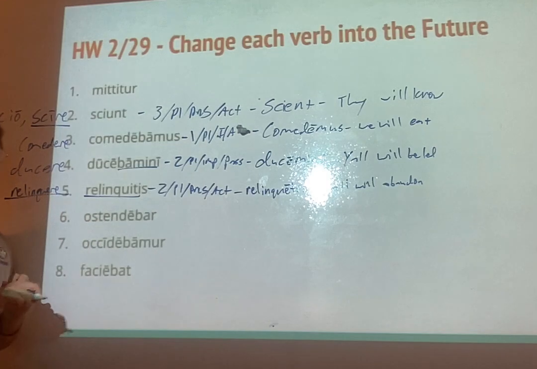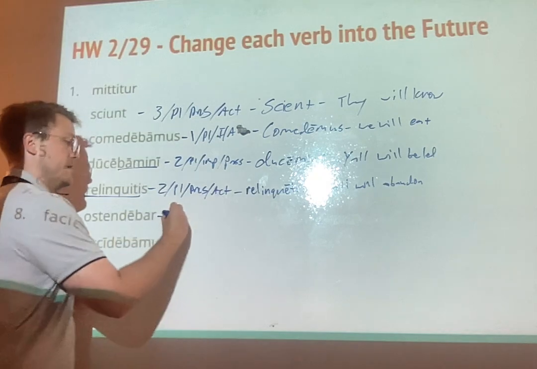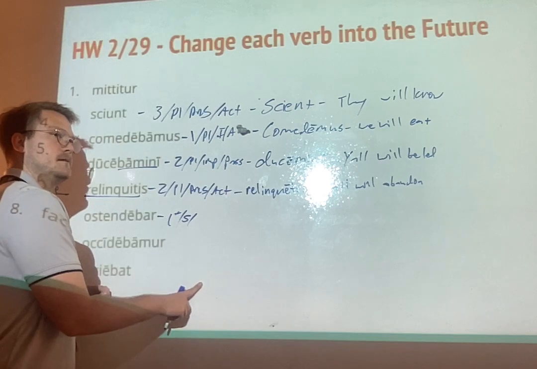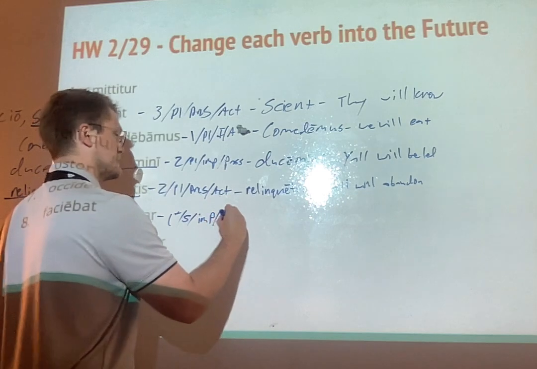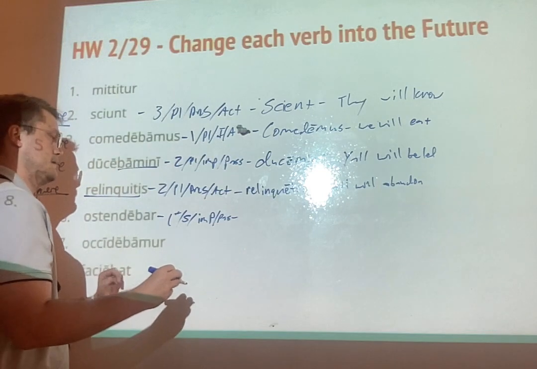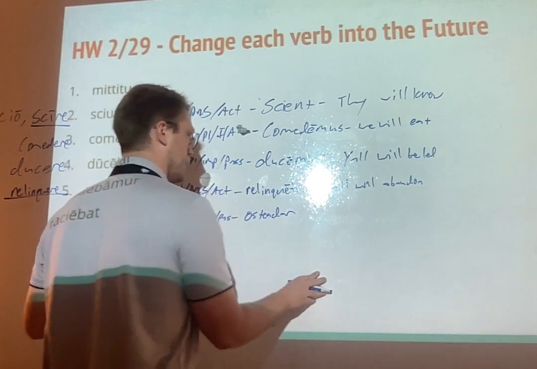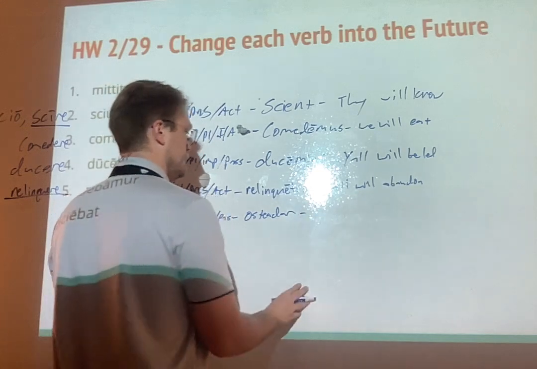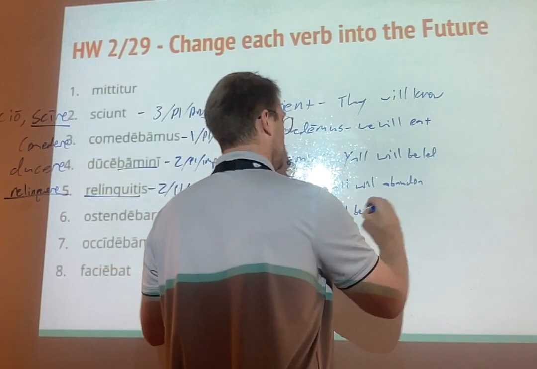Ostendēbar. How does that parse right now? First. It is first. Very good. It's singular. It's imperfect, and it's passive. Excellent. So how would it look if it all changed to future? Ostendar. There you go, ostendar. ar, ēris, ētur from that list. Good. And how does that translate? I will be shown.